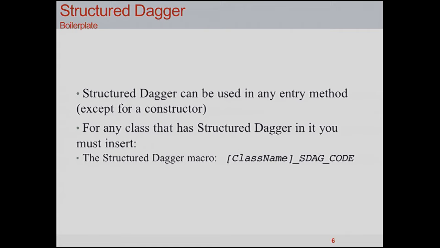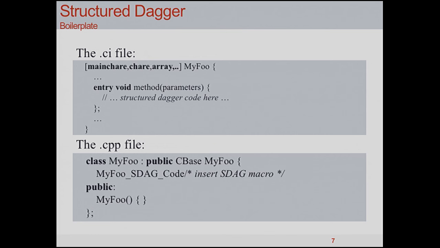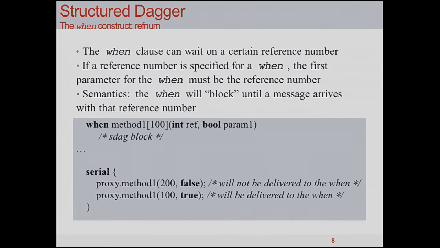Anyways, I don't want to go into a C++ rant, but let's skip past that and look at that in the example. Skip the boilerplate. When you write a method, you can actually put when method 1 square bracket 100. That means if the first parameter matches this, only then consider that when to be satisfied. Kind of like a tag in MPI, except it's dynamic, it's a variable. You can do variables in MPI too, I'm sure, but it's not common. So this reference number must match this, and then it's considered a match.